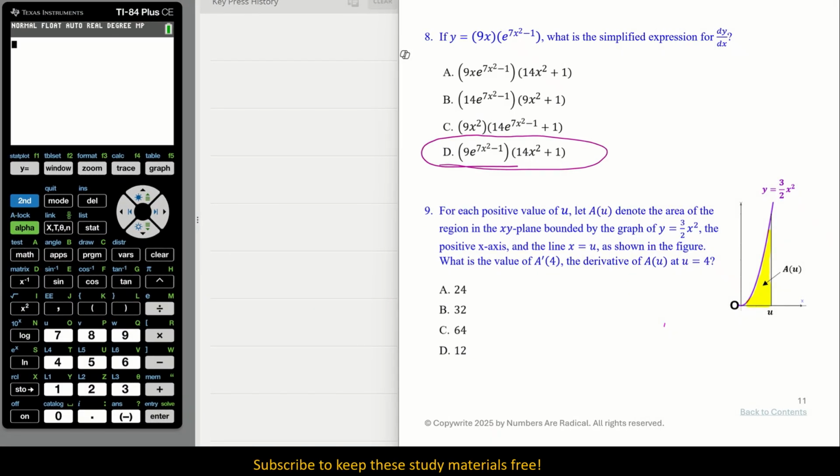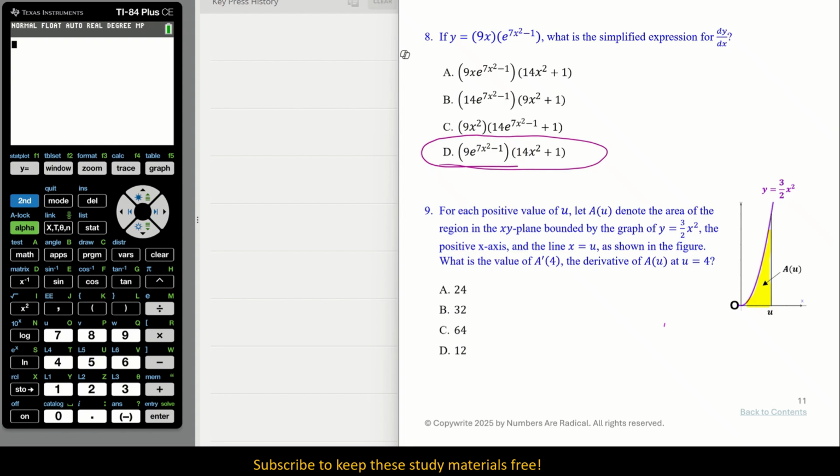Number 9. For each positive value of u, let A sub u denote the area of the region in the xy plane bounded by the graph y equals 3 halves x squared. Okay, so this is what they're doing. When they say bounded and they have this colored region, that tells me right away we're talking calculus. And they're coming from the origin. So it's just in quadrant 1. So my thought is calculus and not a difficult calculus issue. We're talking an integral.